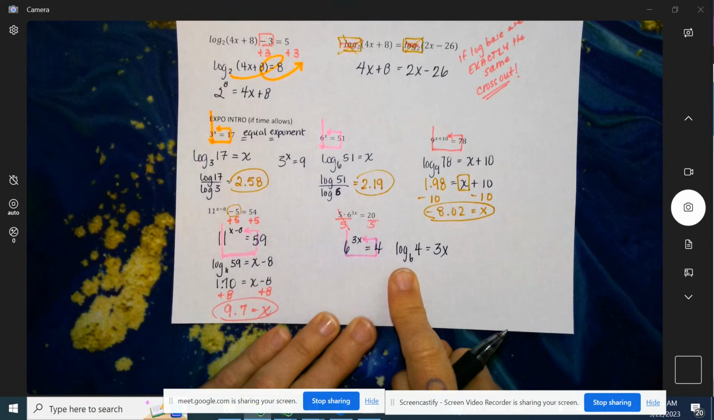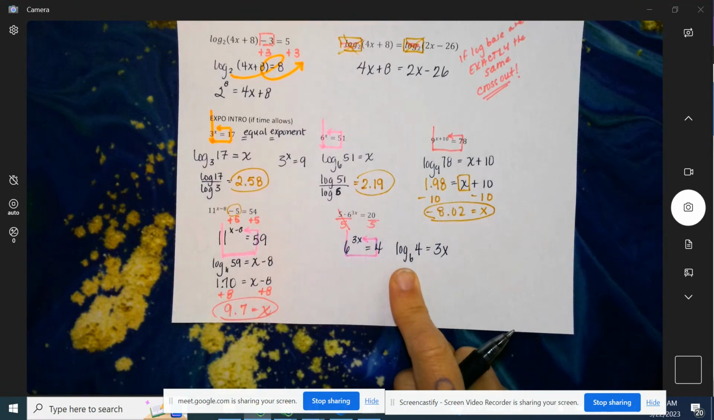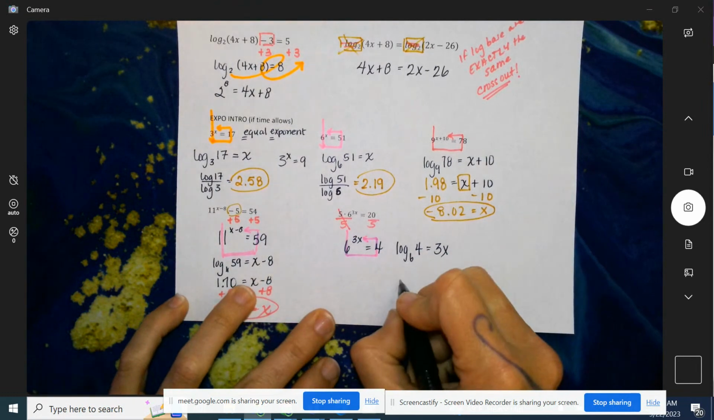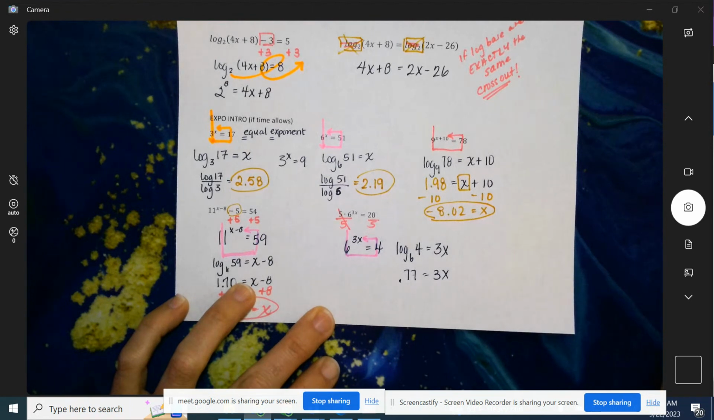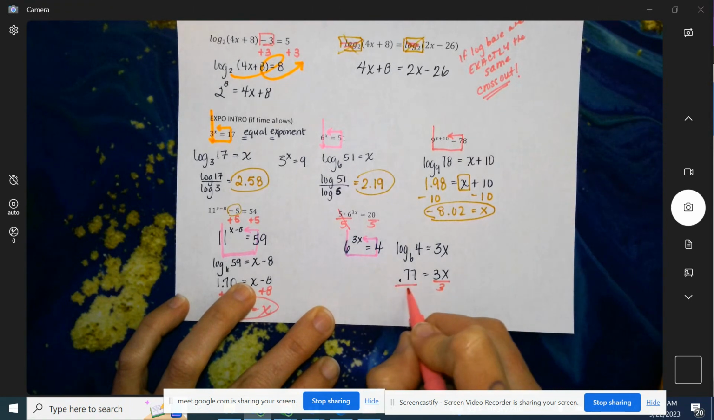Again, you're going to get a number when you do log 4 divided by log 6. Oh no. Sorry, mine messed up. Having fat fingers issues over here. And that's going to give us 0.77 equals 3x. That's 3 times x. So we're going to divide by 3.